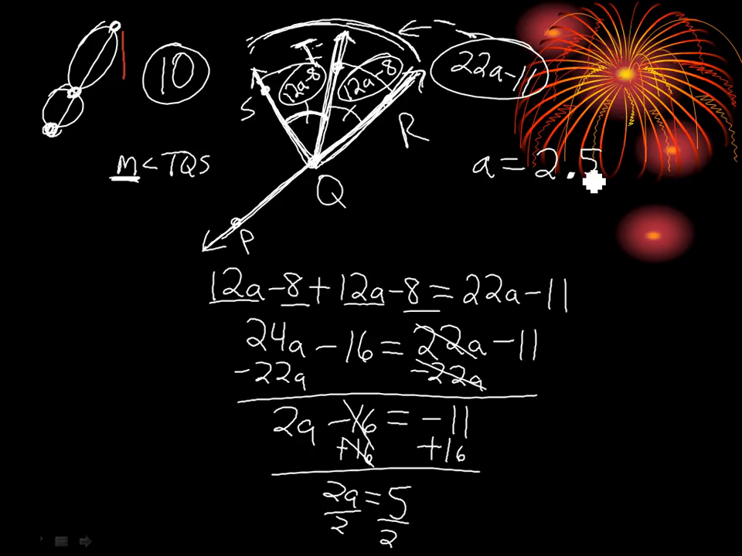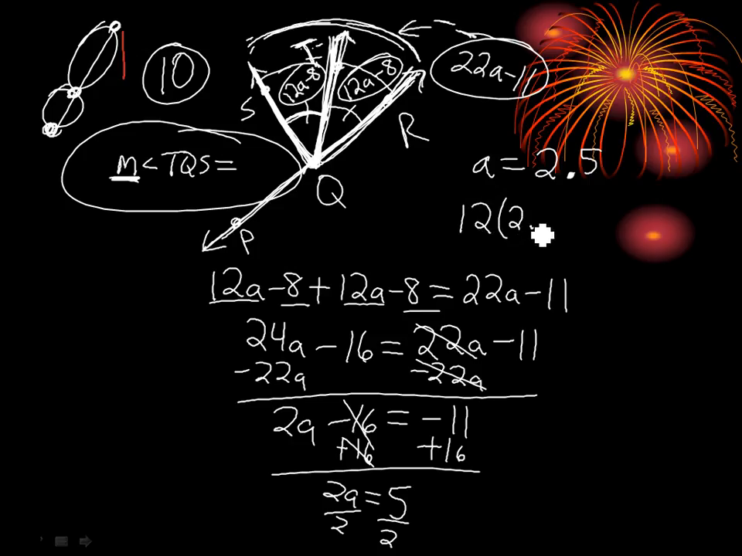No. What they asked us to find, go back to the problem, it said find the measure of TQS. We're trying to find that measure. So we look back at that angle, TQS. TQS is right here. How are we going to find that measure? What do we have to do with that A that we just found? Plug it in there. So 12 times, somebody with a calculator help me out, 12 times 2.5 minus 8.